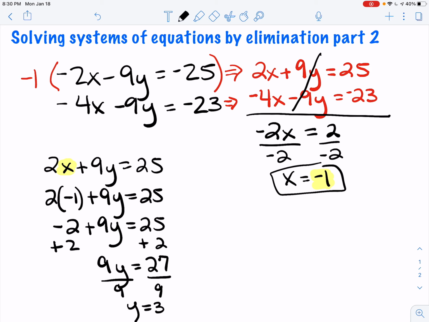And again, when we solve a system of equations, we're trying to find the x and y value that makes this true. So I'm going to write this as an ordered pair. My x was -1 and my y was 3.